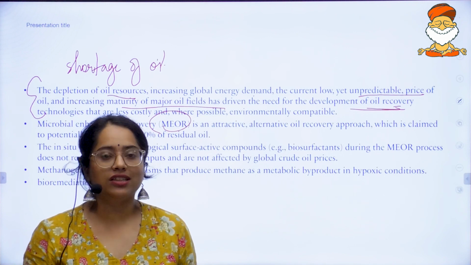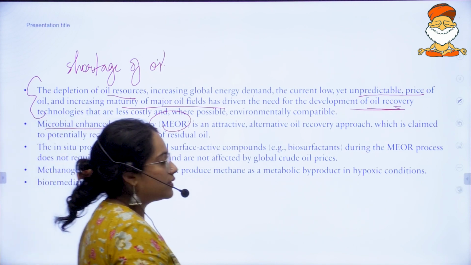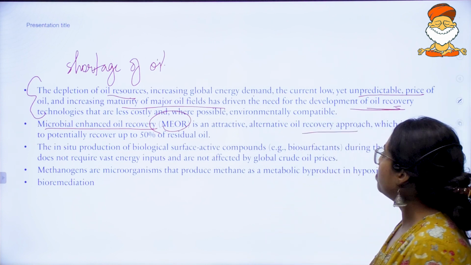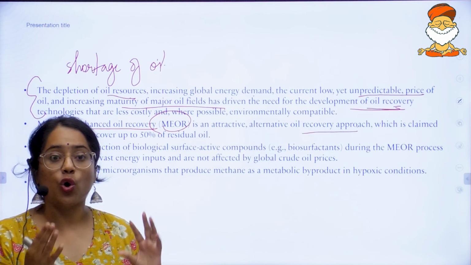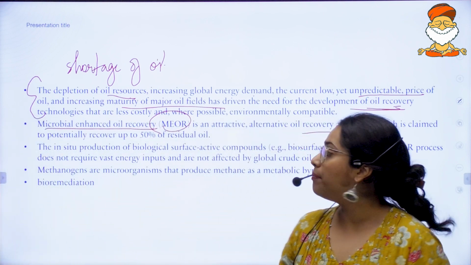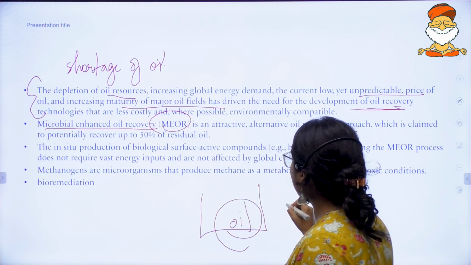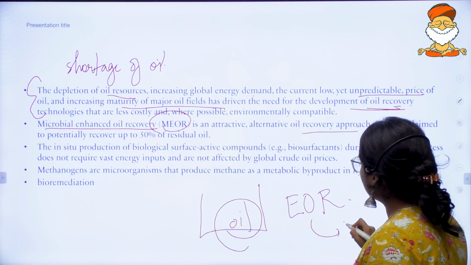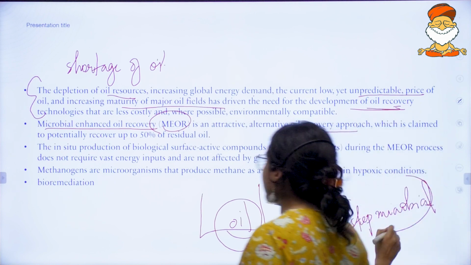Now, one of the first technologies they will be looking for as a keyword in this is the term microbial enhanced oil recovery, MEOR. Microbial enhanced oil recovery is a very attractive alternate oil recovery approach where 50% of the residual oil in your oil fields can be recovered using microorganisms. For example, in a site where you know there is a presence of oil, you must have heard about the term enhanced oil recovery, right? In enhanced oil recovery, the third step is actually microbial. And they found that this microbial one was more effective.